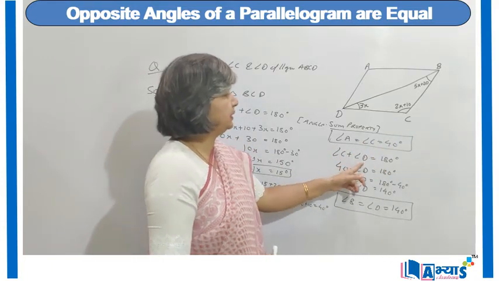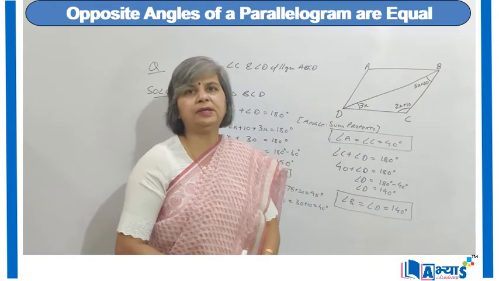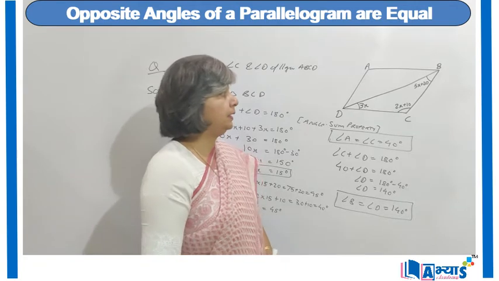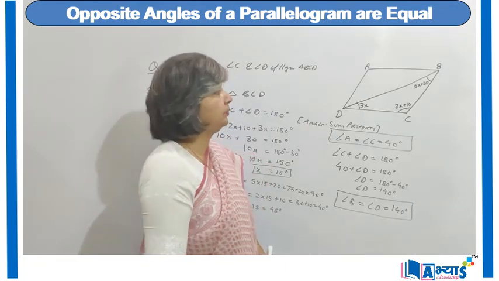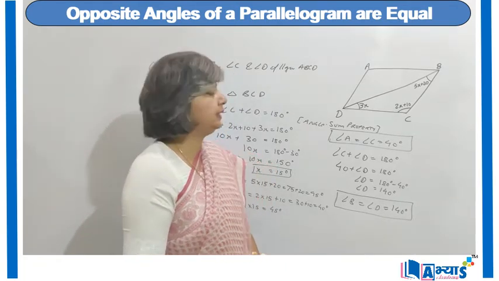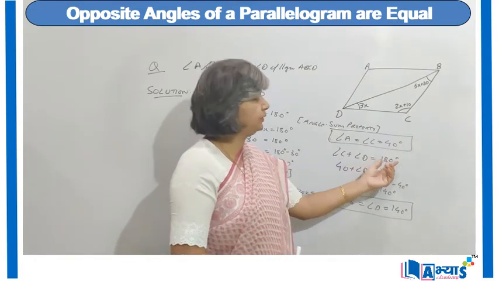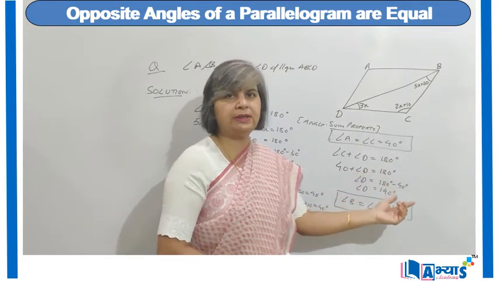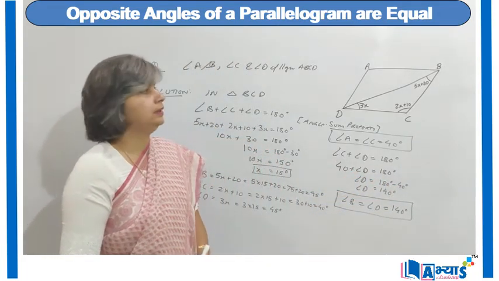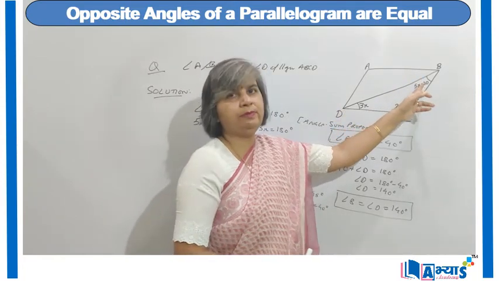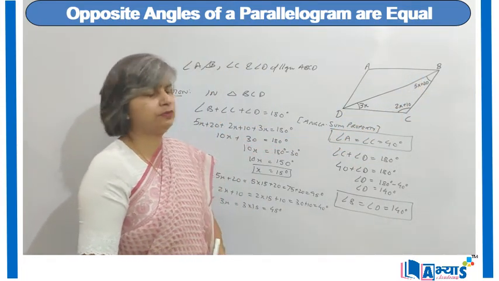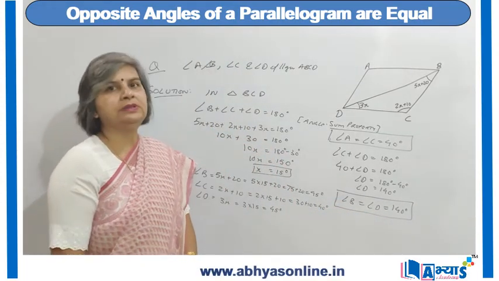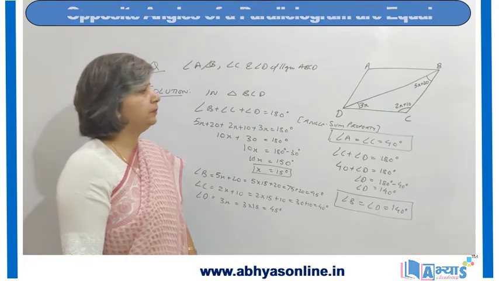Now angle C plus angle D is equal to 180 degrees because we know that AD and BC are parallel lines and CD is the transversal, and the sum of co-interior angles is equal to 180 degrees. So angle C plus angle D is equal to 180 degrees. So 40 plus D is equal to 180 degrees. So angle D will be 140 degrees. Now angle D and angle B will be equal because again they are opposite angles of a parallelogram. So angle B is equal to angle D is equal to 140 degrees. This is how we have found all the angles of the parallelogram ABCD.